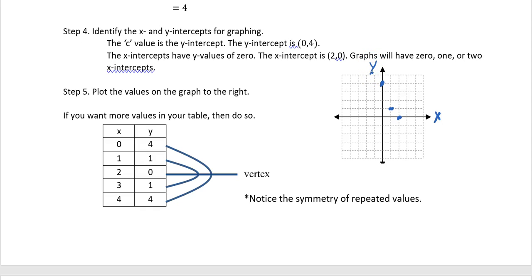Then I'll put (3, 1) in. That also is in the first quadrant. It's exactly opposite our (1, 1), which is showing our symmetry. And our next point is (4, 4), which is good because it matches up with the point on the y-axis and really shows us the symmetry that we have. If we connect those points with a U shape, and really try to make it a U instead of a V, that would be our parabola.